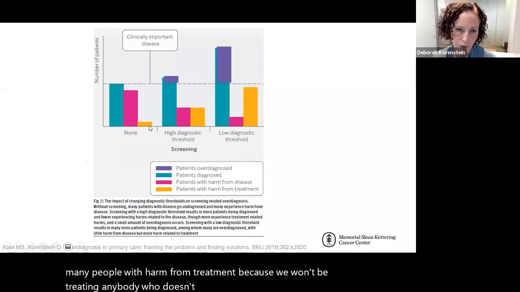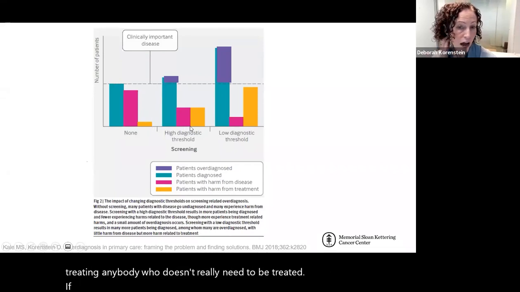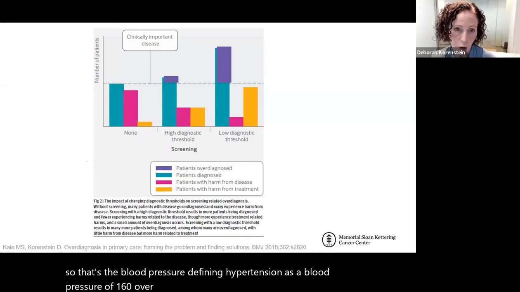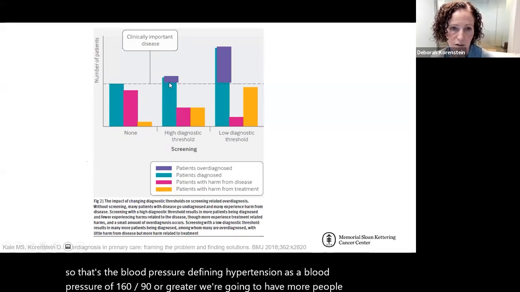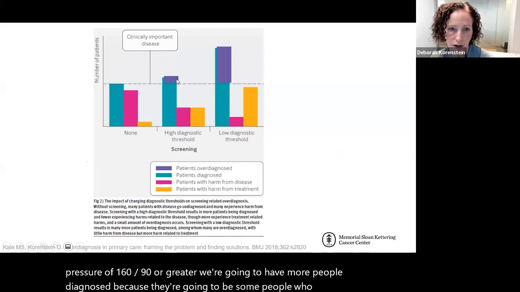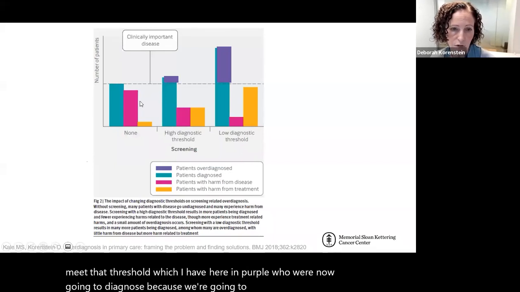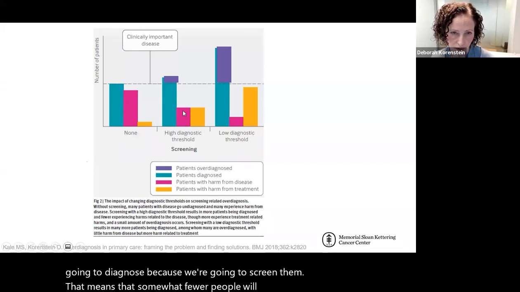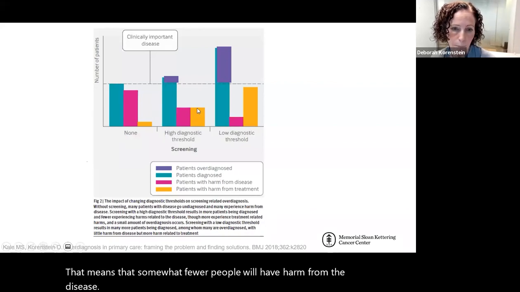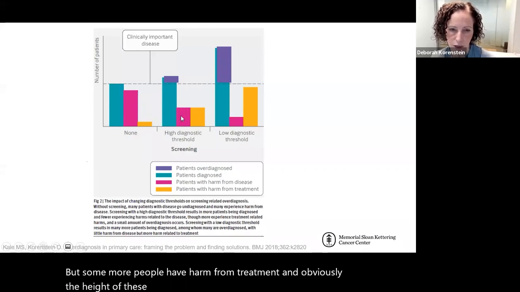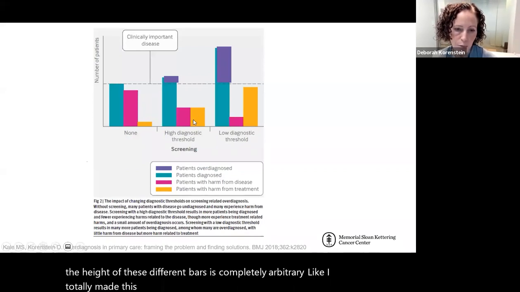If we start screening people but have a high diagnostic threshold, so that's the blood pressure, defining hypertension as a blood pressure of 160 over 90 or greater, we're going to have more people diagnosed, because there are going to be some people who didn't reach that threshold, which I have here in purple, who we're now going to diagnose because we're going to screen them. That means that somewhat fewer people will have harm from the disease, but some more people will have harm from treatment. And obviously the height of these different bars is completely arbitrary, like I totally made this up. But more people will have harm from treatment, but a lot fewer people will have harm from disease.